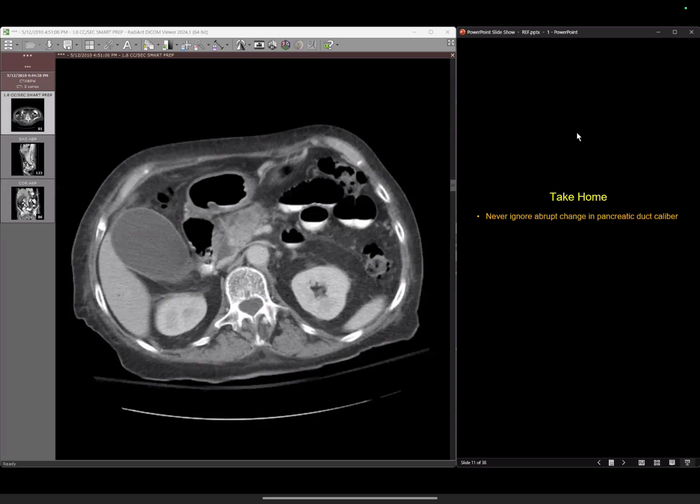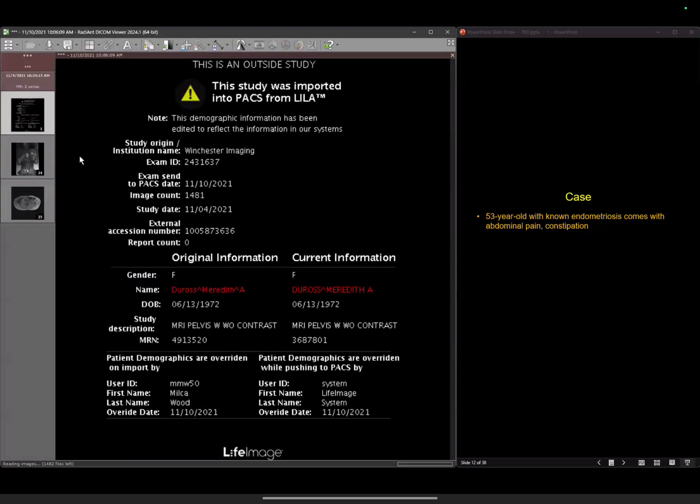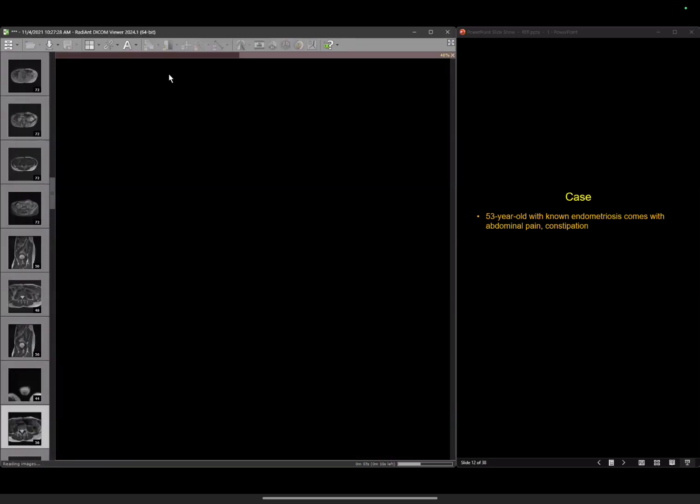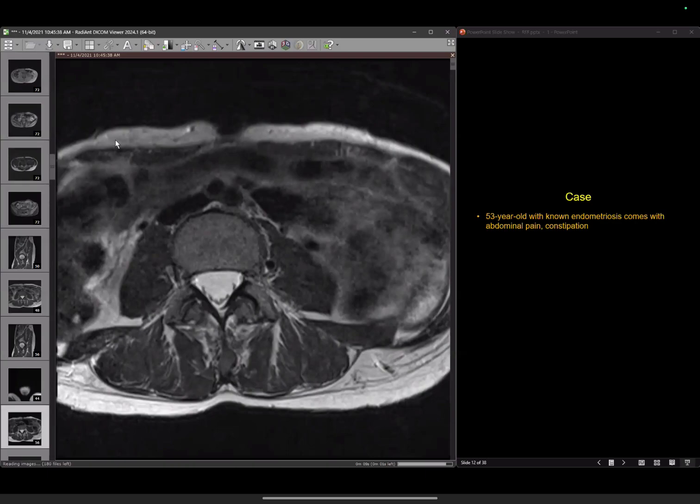Okay, excellent. So now we move on to the next case, and this goes back to Kusum and Lakshmi. So this is a 53-year-old woman who has a known diagnosis of endometriosis. Now she comes with abdominal pain and constipation. So I'm going to show you an MR, and I don't know how experienced you guys are with MR. If not, I can walk you through the findings. So just let me know. Are you comfortable with MR? Yes, sir.